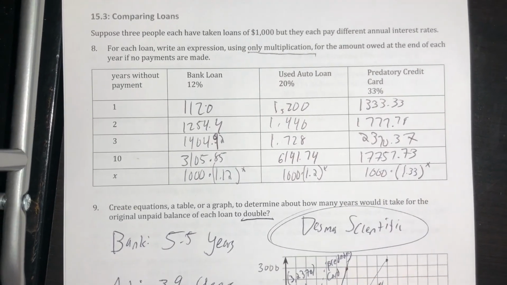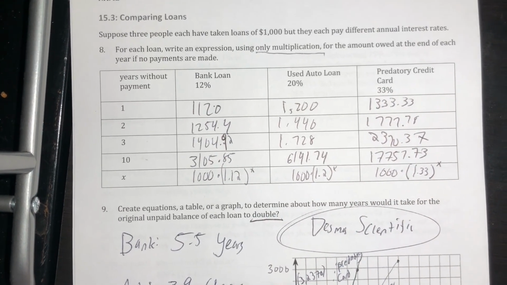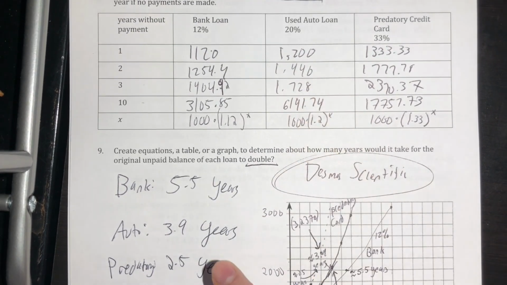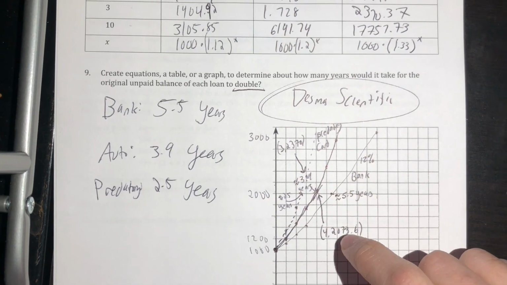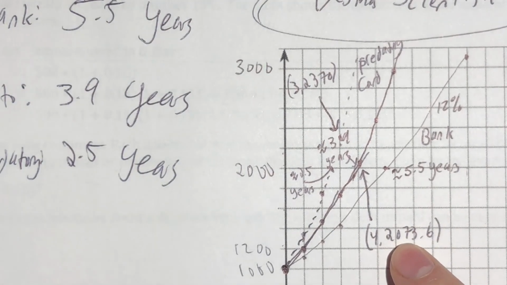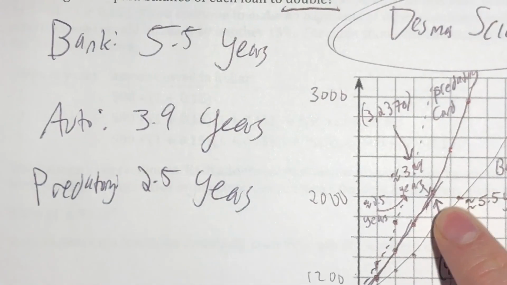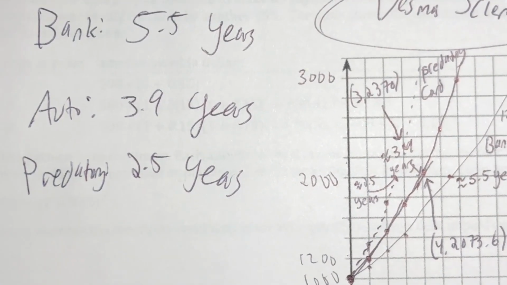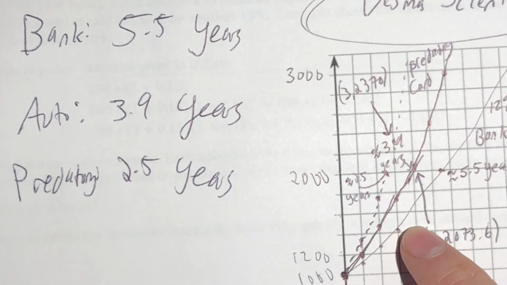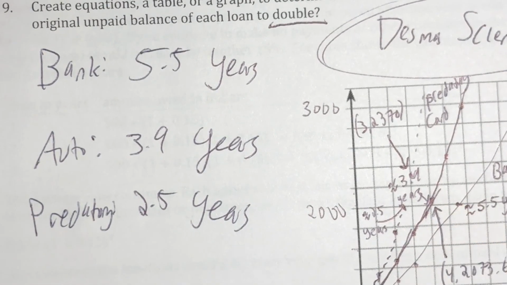So, I figured out my numbers. The predatory card took less than 3 years to double its worth, which is why credit card debt is so scary. The used auto loan, it's almost there, and we'll find that after 4 years, my messy graph, after 4 years, my auto loan was worth $2,073.60. So it's just before that 4th year. So I guessed about 3.9 years. And the bank loan, that's that bottom line here, took me between 5 and 6 years to get doubled.